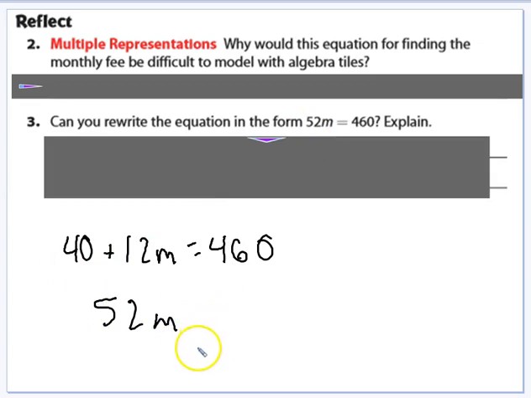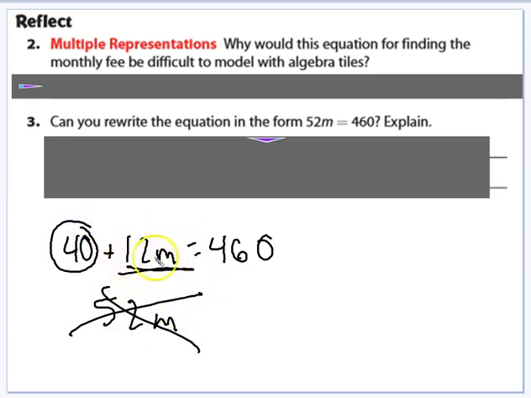Class, you should know this by now, but if you do not know this, no, you cannot do that. These two terms are not like terms. That is why I underlined this one and circled this one. They're two different terms. This term has a variable. This term is a constant. You cannot combine them because they are not like terms. You can only combine like terms. Okay? You cannot make it 52m.